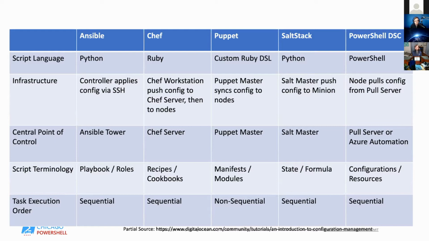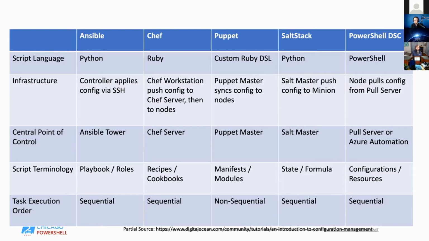On the infrastructure side, we all have different levels of our central server, that point of control. Chef has a workstation. Puppet uses a Puppet master. So does SaltStack; they have a Salt master. The central point of control is the next level down. Ansible uses Tower, which is their enterprise-grade version of that. On the DSC side, I believe the pull server is still out there and available, as well as being able to use Azure Automation to help do that.